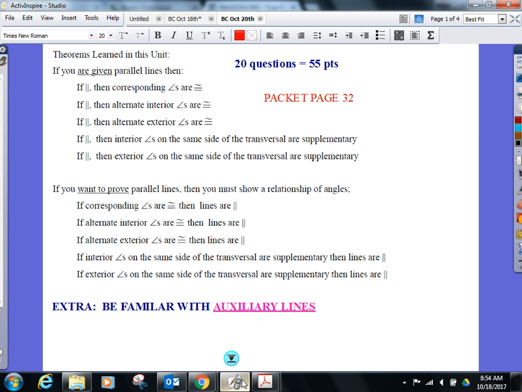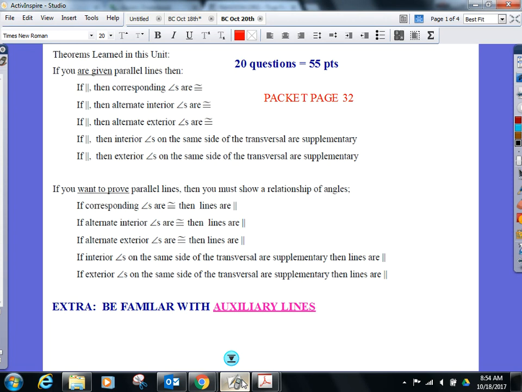Okay, this is the review for the unit test coming up next week on parallel and perpendicular lines. You can go to page 32 of your packets if you're not there now. The unit test will consist of 20 questions for 55 points.